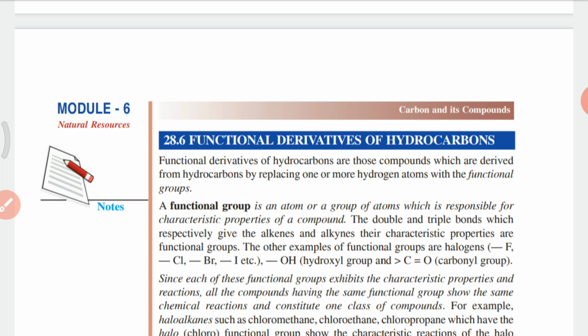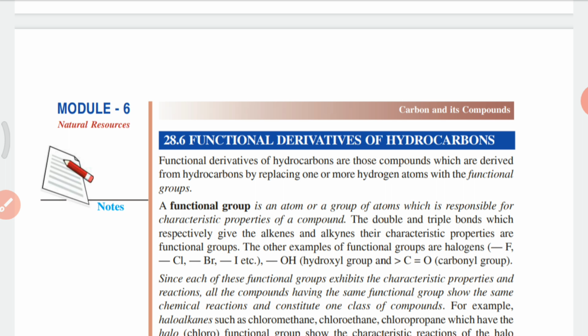A functional group is an atom or a group of atoms which is responsible for the characteristic properties of a compound. In the case of carbon compounds, hydrocarbons, we remove one hydrogen or two hydrogens and add an atom or a group of atoms. This atom or group of atoms changes the characteristic properties of that carbon compound. That means it shows a totally different property by adding a functional group to a carbon compound.